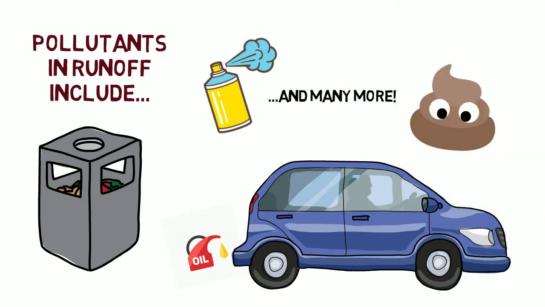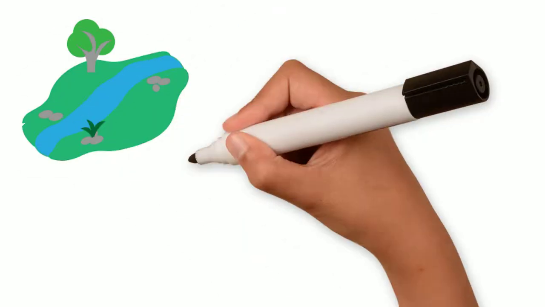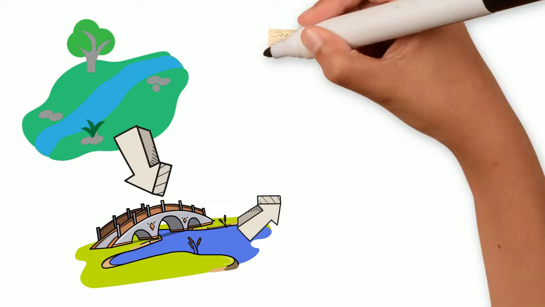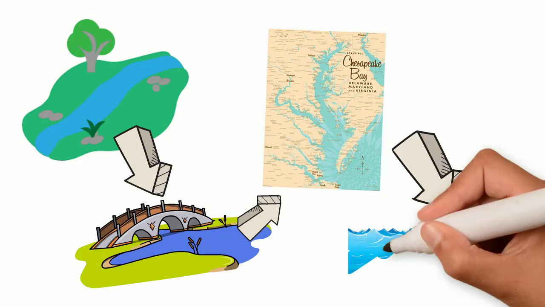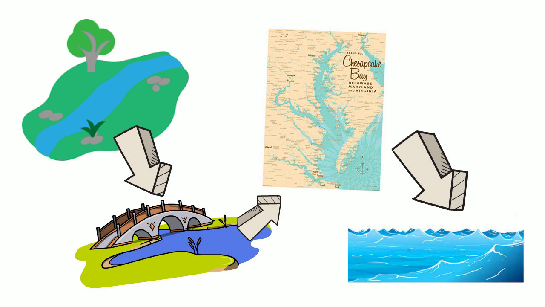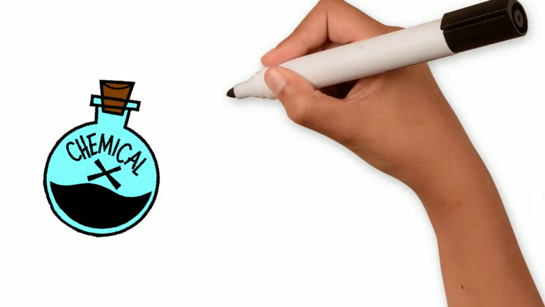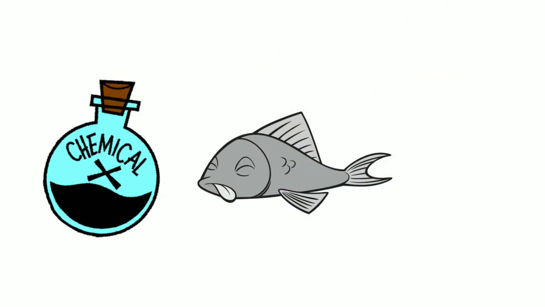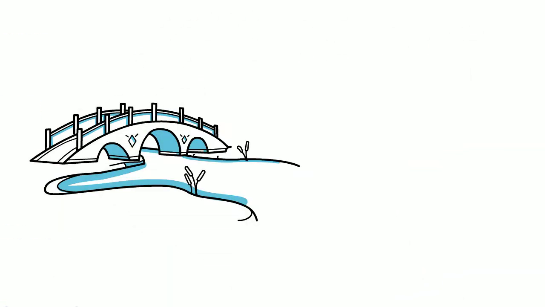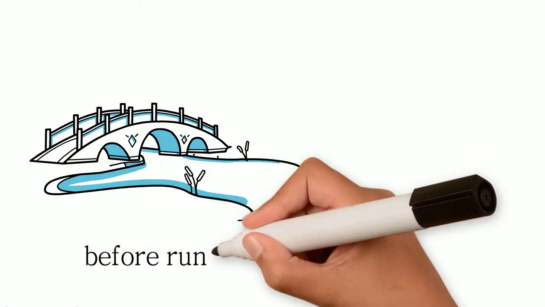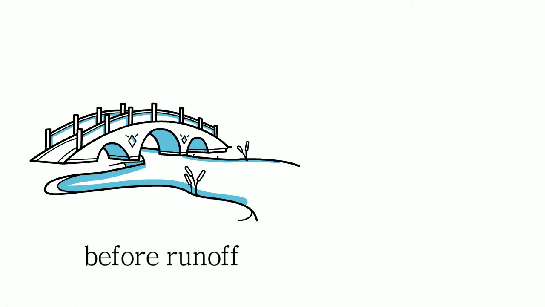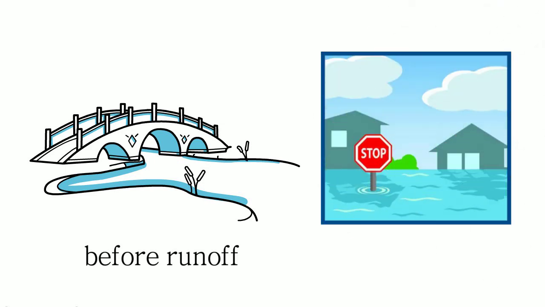Runoff carries all this and more into streams, which lead to rivers, which lead to our bay, the Chesapeake Bay, which leads to the ocean. This creates many problems for our watershed, as every small thing leads to another. The chemicals in runoff can directly harm aquatic life or contaminate water. Runoff also puts a great deal of excess water into waterways, so the water travels at higher speeds. The water then overflows and floods, causing damage to buildings and homes.